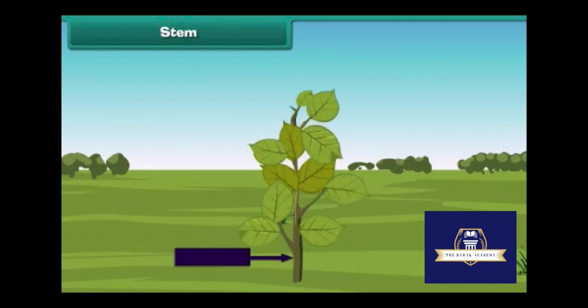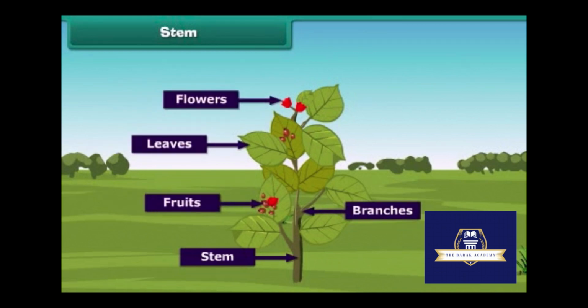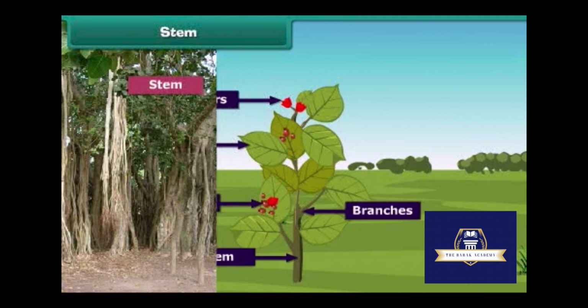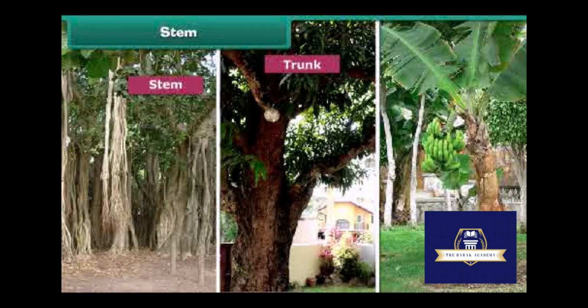Now let's know about stem. Stem is the green or brownish part of the plant which grows above the ground. It provides support to the plant and bears branches, leaves, flowers and fruits on its body. In young plants, the color of the stem is usually green, but over a period of time and with advancing age it turns brown. Some trees like banyan and mango have a hard, strong and brown stem. It's called trunk, whereas some trees such as banana have a thick but soft and green stem.